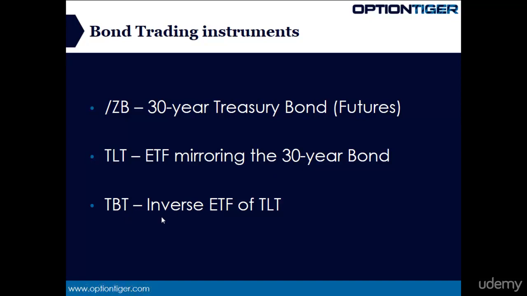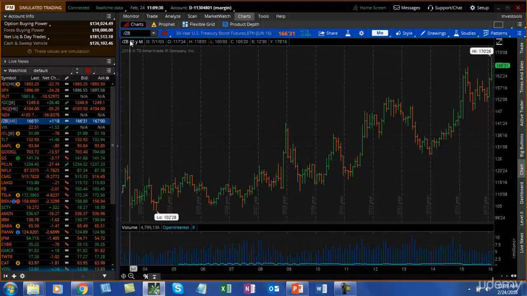So if you felt bonds were going to crash, then you would buy the TBT. And if you felt bonds were going to go up, then you would buy the TLT. And I believe TBT might be a 2x leverage also. Let's go to the platform and let's look at these ETFs and see how we might want to put a trade in bonds.